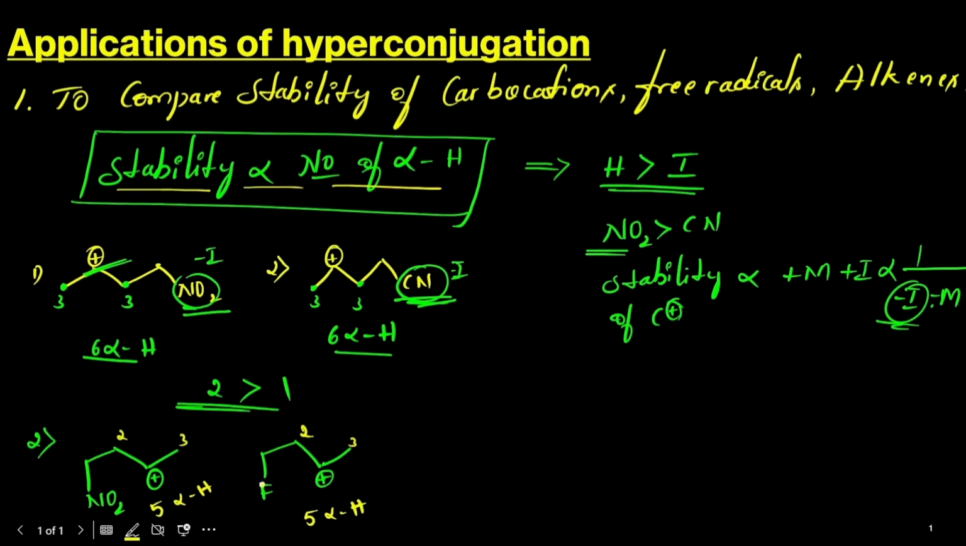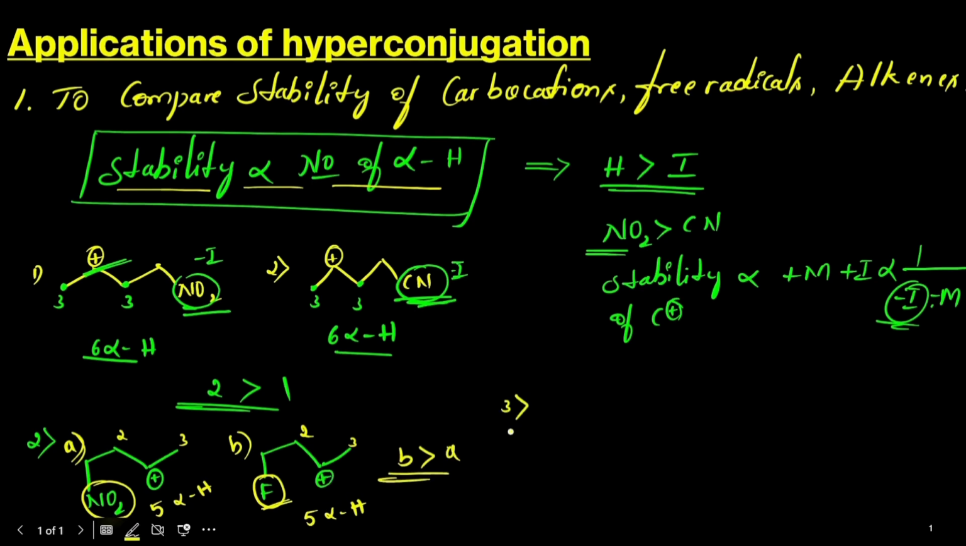So, we have to go for inductive effect. We know that this is a negative inductive group and this is also a negative inductive group. Which is the more negative inductive group? NO2 is the more negative inductive group. Therefore, this is A and this is B. This NO2 group is more negative inductive group compared to F. Therefore, the stability order is B is more stable than A. This is the stability order.